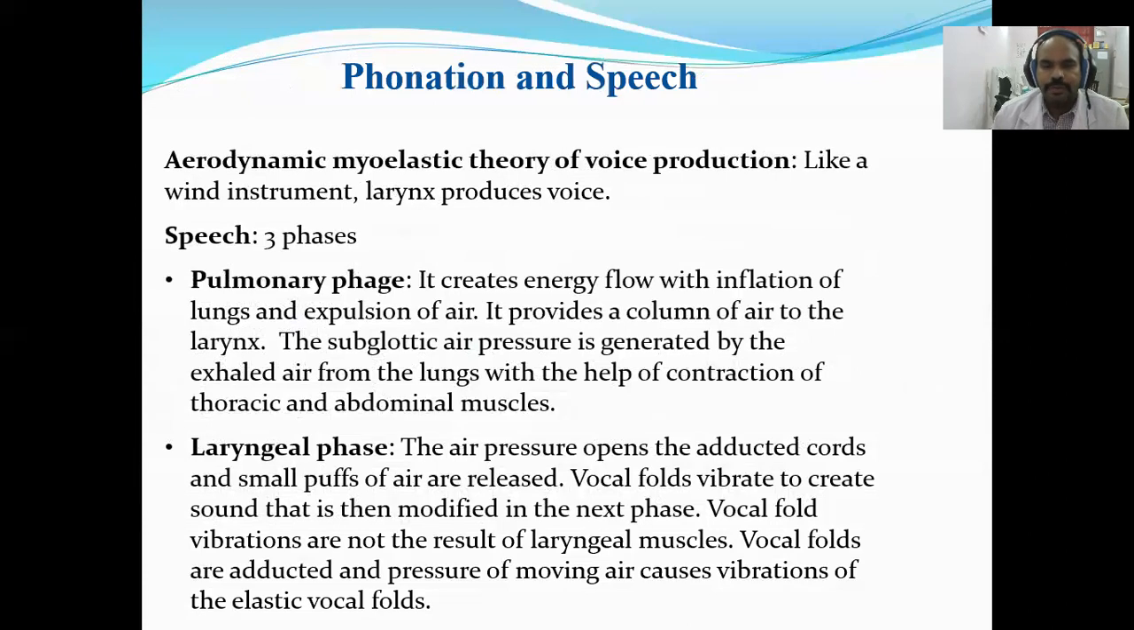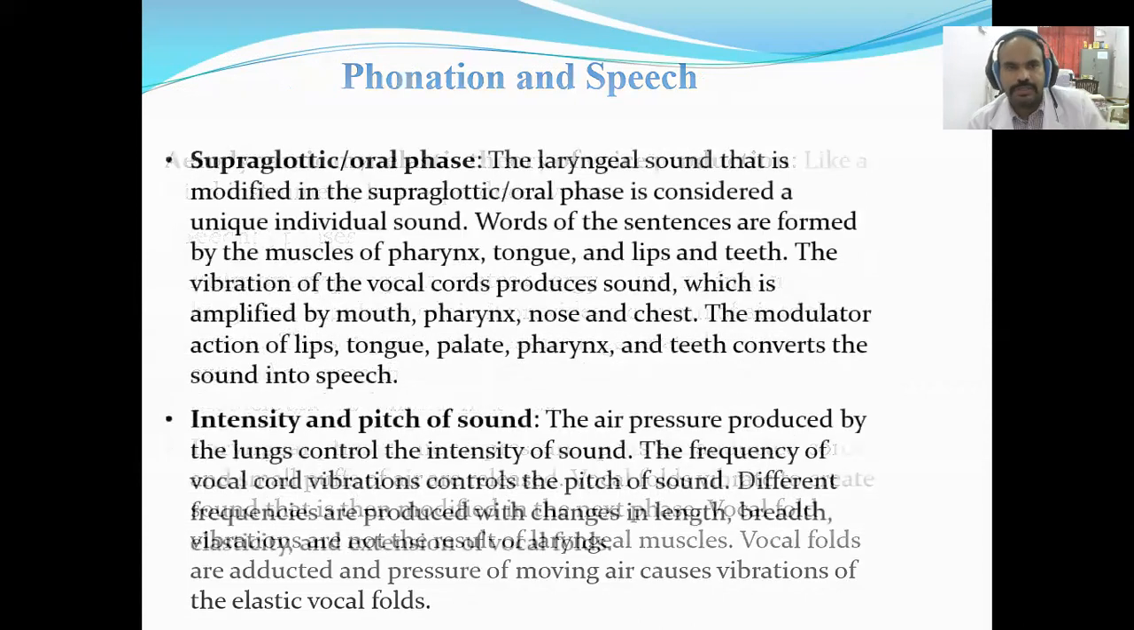The air pressure opens the adducted cords and small puffs of air are released. Vocal folds vibrate to create the sound that is modified in the next phase. This is the most important phase, and the vocal fold vibrations are not a result of laryngeal muscles. Vocal folds are adducted, and the pressure of the moving air causes vibration of these elastic vocal folds.